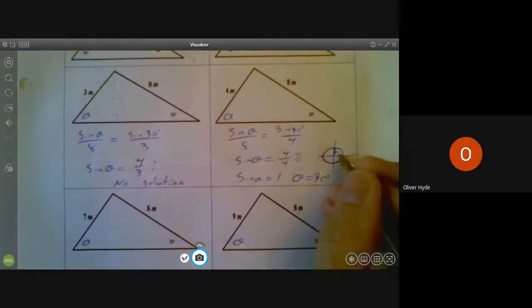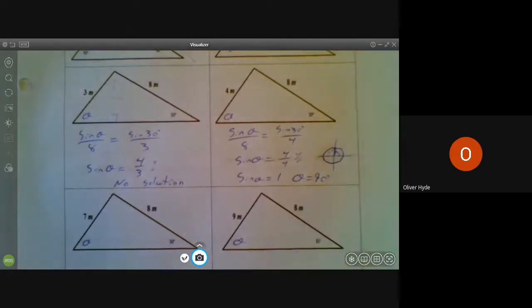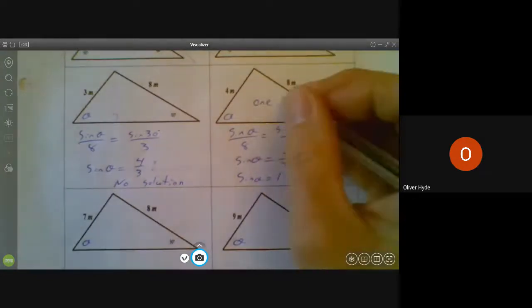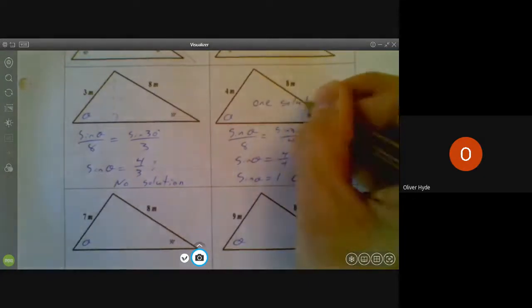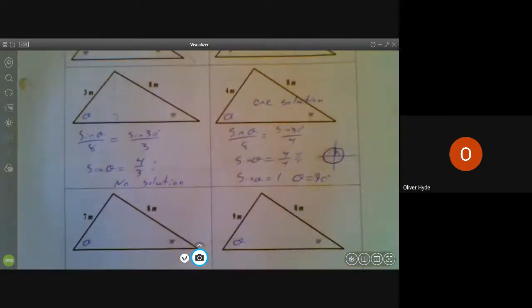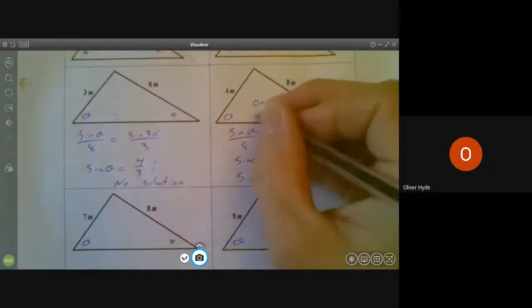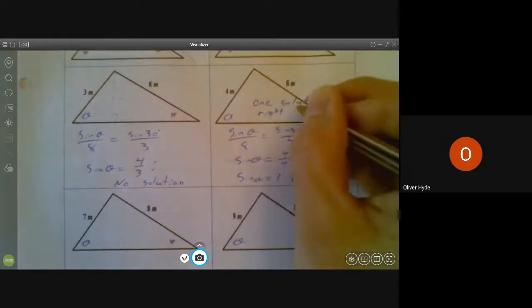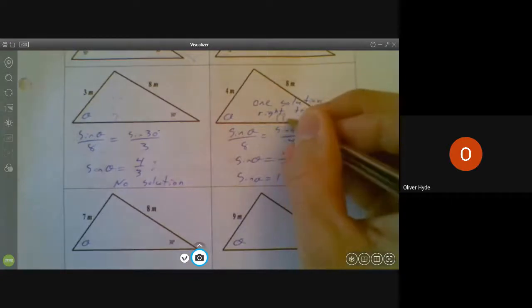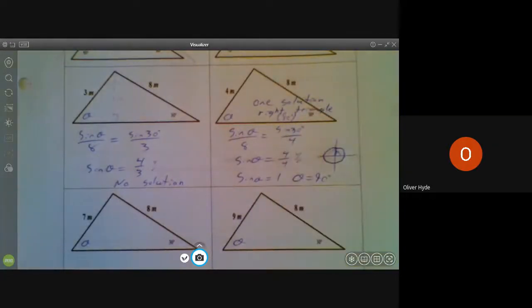I don't need to consider a second solution because 90 degrees is neither in the first quadrant nor in the second quadrant. There is only one solution. Sometimes I say there's one right solution, meaning it's the right angle, but then students think that means there's one correct solution. One solution, it is going to be a right triangle, a 90-degree triangle, if you like.